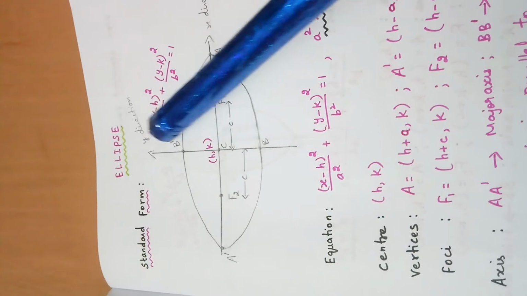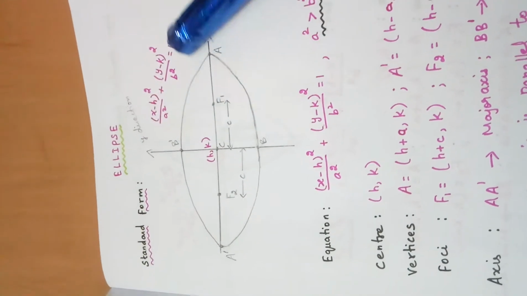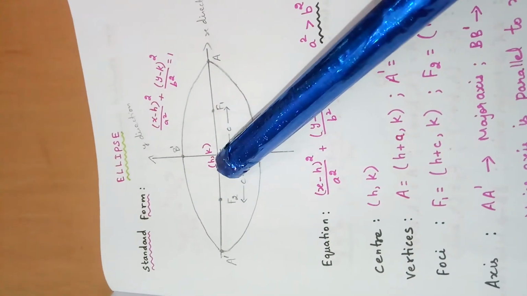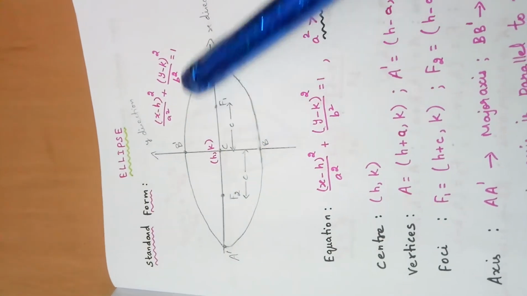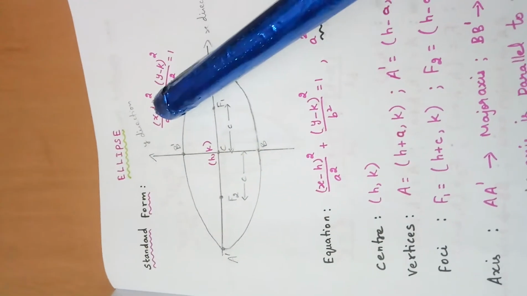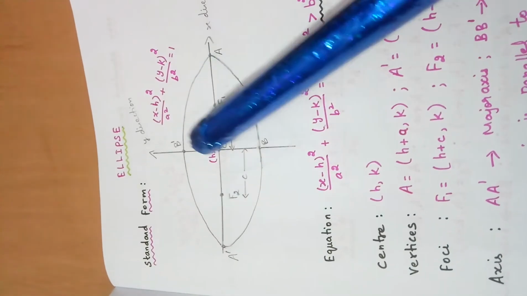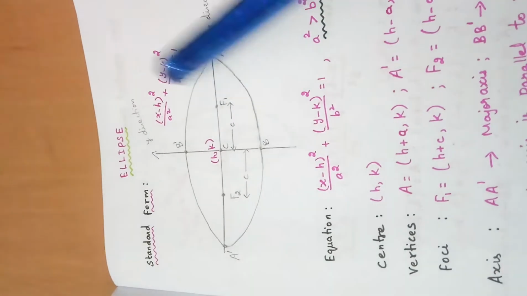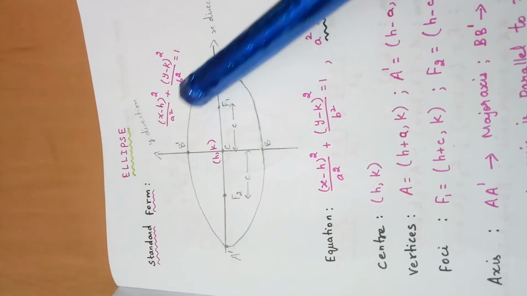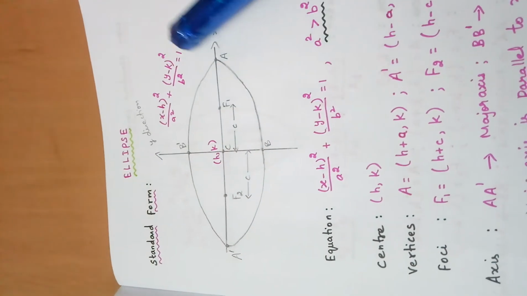Again I repeat, this is called the equation of the ellipse. What is the type? The type is standard form. So the equation is given like this. What is h and k? h and k are nothing but the center. What a square and b square are, we will see later. So this is nothing but the equation of the ellipse.